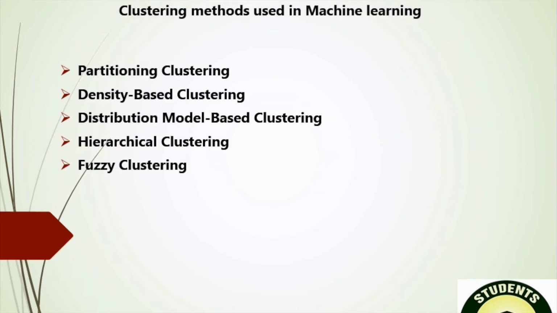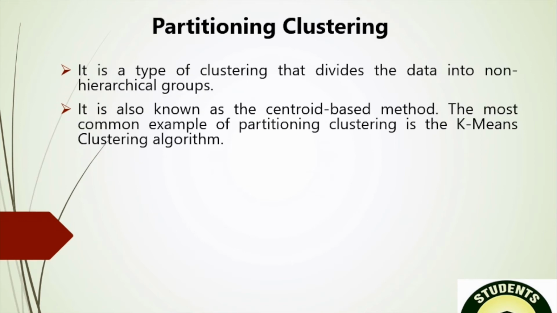So there are a lot of clustering techniques available in the market. These are partitioning clustering, density based clustering, distribution model based clustering, hierarchical clustering and fuzzy clustering. First one, I am going to explain partitioning clustering. It's a very popular technique these days. It's a type of clustering that divides the data into non-hierarchical groups. That means suppose we have a lot of data. With the help of these techniques, we can divide our data into non-hierarchical groups. It is also known as the centroid based method.